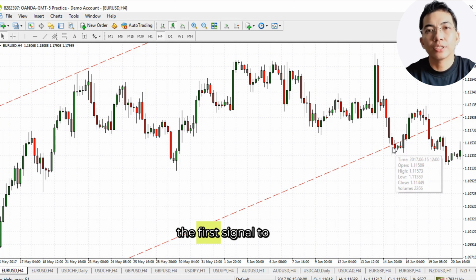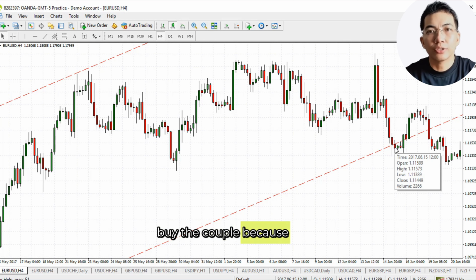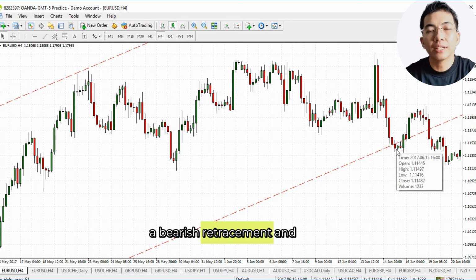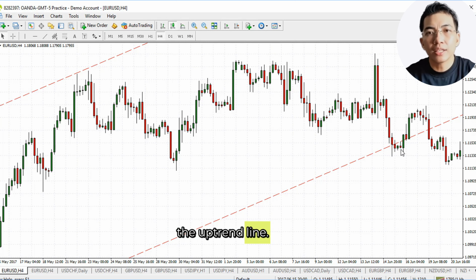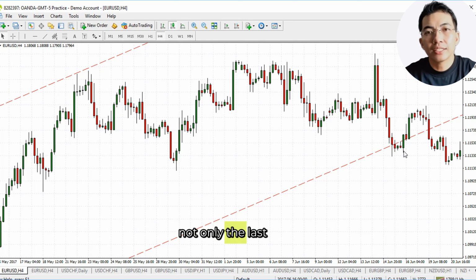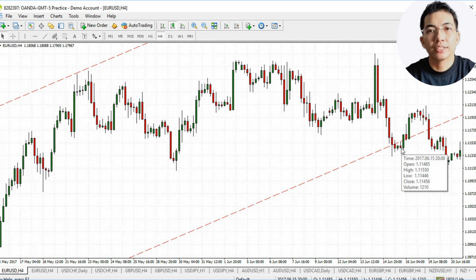Actually, this could be the first signal to buy the pair, because it looks quite suspicious to me that the price is coming from a bearish retracement and it stops right on the uptrend line. For me, this is the first time during the bearish retracement when sellers realize that they need to be careful at this price. Then we have this long green candle that forms a bullish engulfing pattern, because it engulfs the previous candle, actually not only the last one but the last 4. So I can open a long position after this pattern.